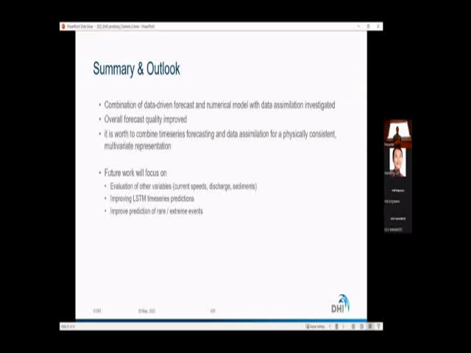And so the evaluation of other variables, since we have a multivariate propagation of information: current speeds, discharge, how do they improve by just assimilating water level observations like we did here? This would be a next step. Improving the LSTM time series predictions: I've just used 2 years of training data, which is not a lot considering the complexity of the system. This should be improved, but of course it takes some preparation. And this would also improve the prediction of rare and extreme events.